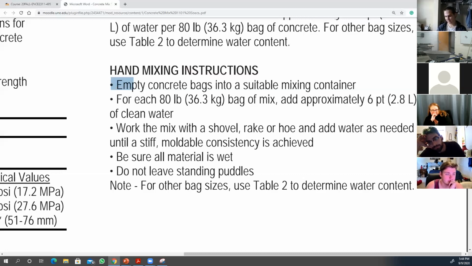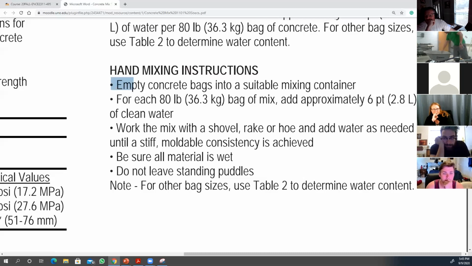What is next? I believe measure the water. Yeah, measure water out. Measure 3 quarts of water. Okay, measure 3 quarts of water. But I need to make a depression first. I need to make a place for the water.